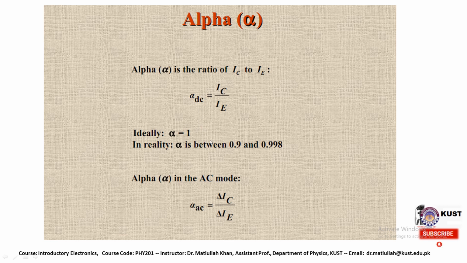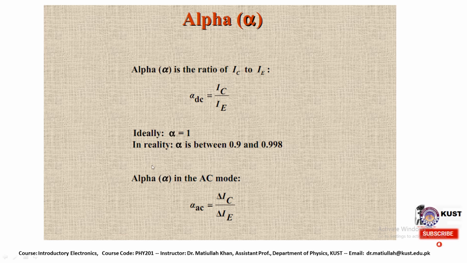But in reality, the value of alpha DC fluctuates between 0.9 and 0.998. This means that the emitter current should always be greater than the collector current, and that is the reason some of the current passes through the base. That is why the value of alpha should always be less than 1. In normal operation it fluctuates in the region of 0.9 to 0.998.